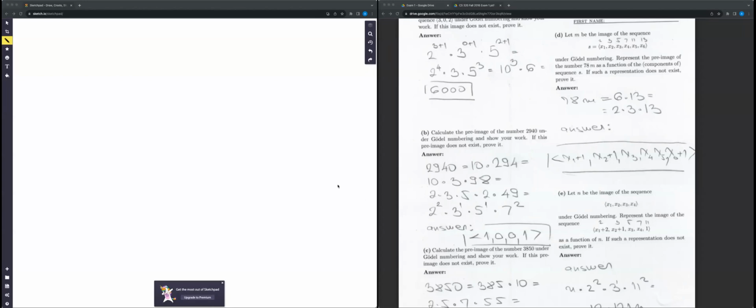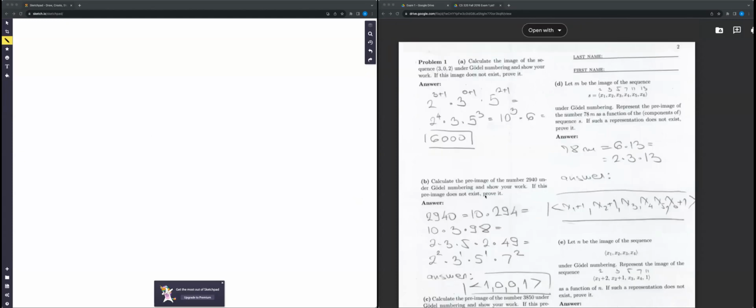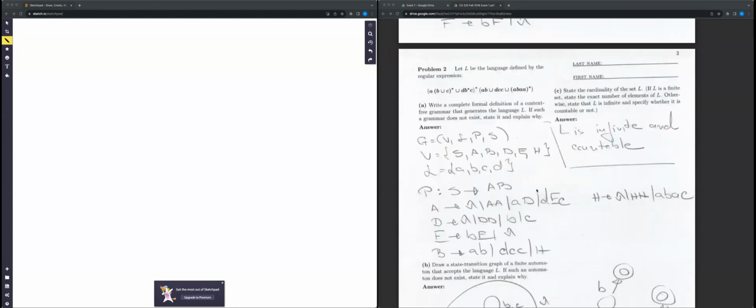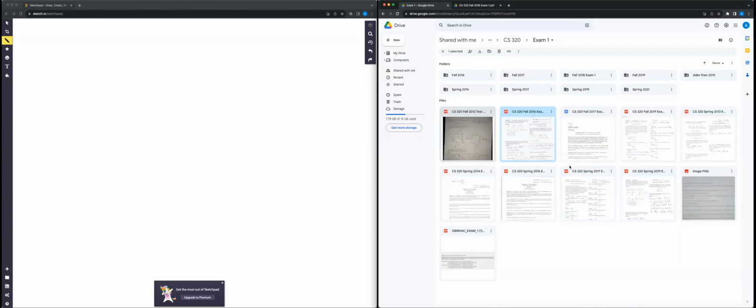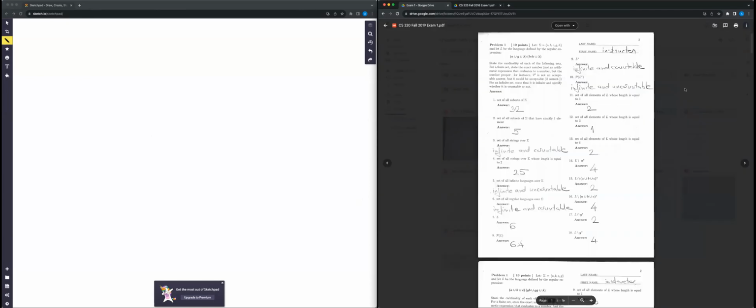Okay, so the topics for the exam are cardinality and Godel, so things like this, or questions that look like this. One or the other will pop up on your exam.